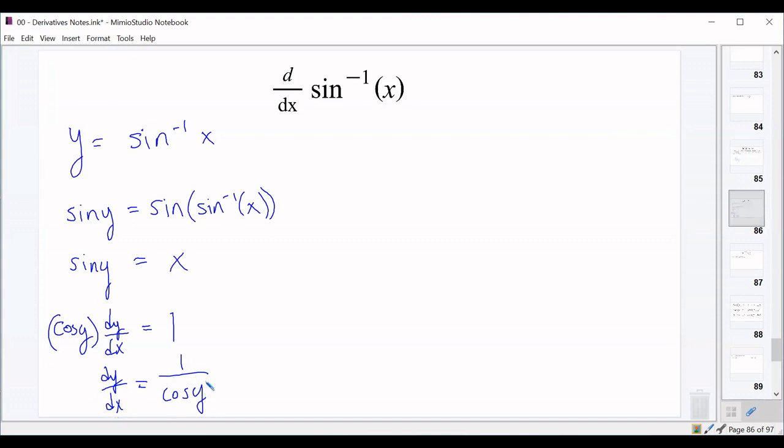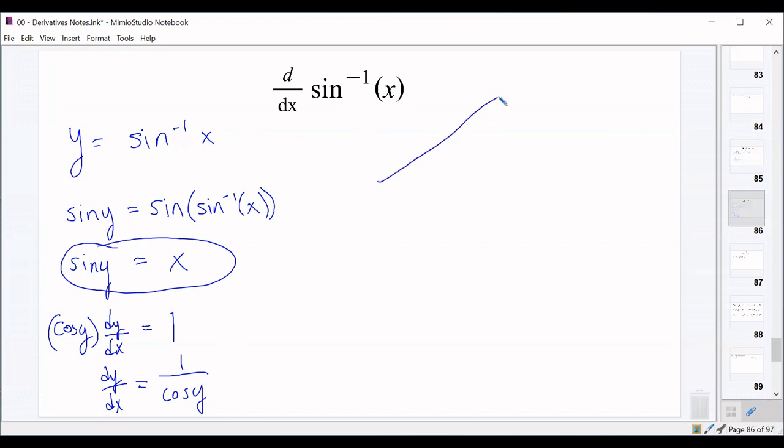So we found the derivative, but it's in terms of y. And our original equation, our original function, was in terms of x. So we'd really like our derivative to be in the same variable that we started in. Well, to figure out what the cosine of y is, we can use a quick little trick by recognizing that if y equals the inverse sine of x, as we said before, the sine of y must equal x.